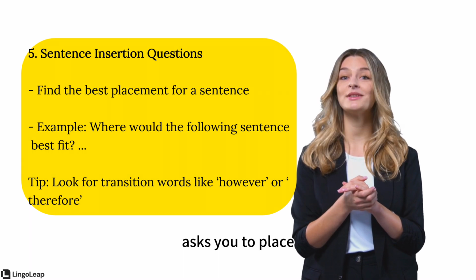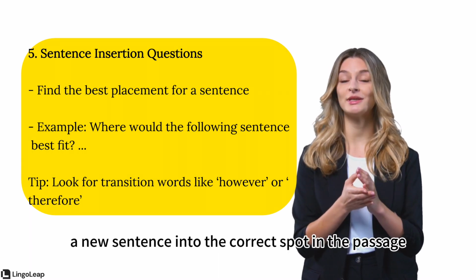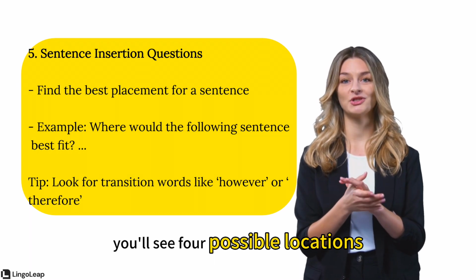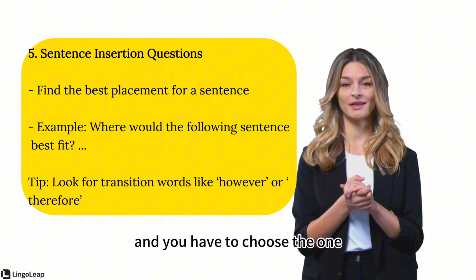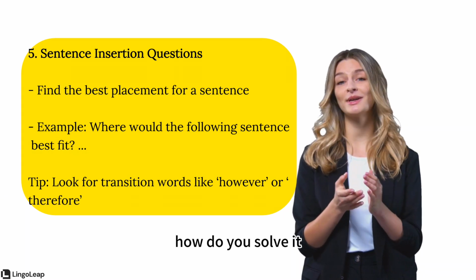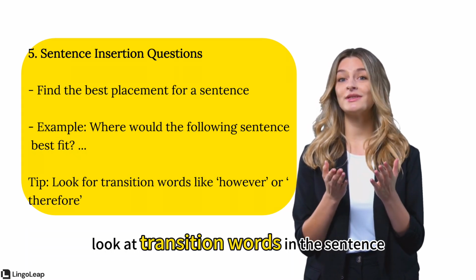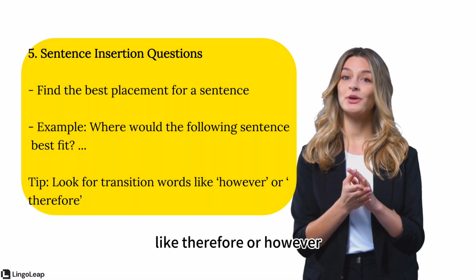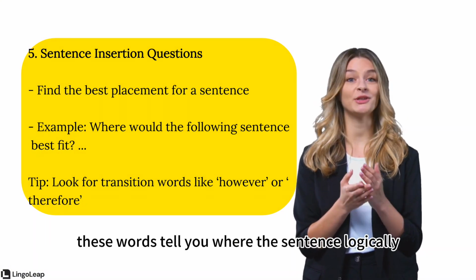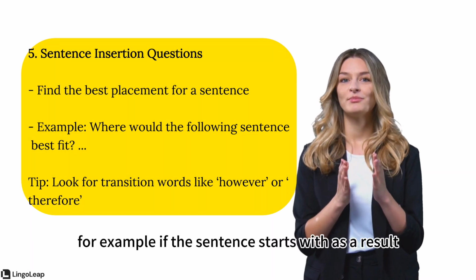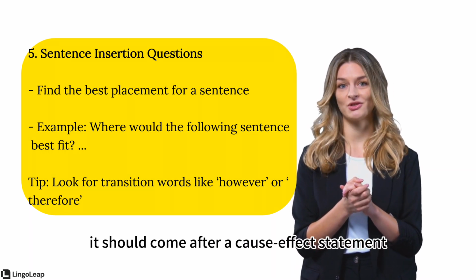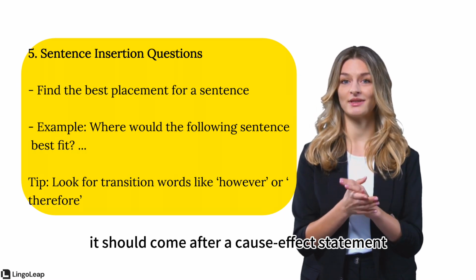This question asks you to place a new sentence into the correct spot in the passage. You'll see 4 possible locations, and you have to choose the one that keeps the meaning clear and logical. How do you solve it? Look at transition words in the sentence, like therefore or however. These words tell you where the sentence logically fits in the passage. For example, if the sentence starts with as a result, it should come after a cause-effect statement, not at the beginning of a paragraph.